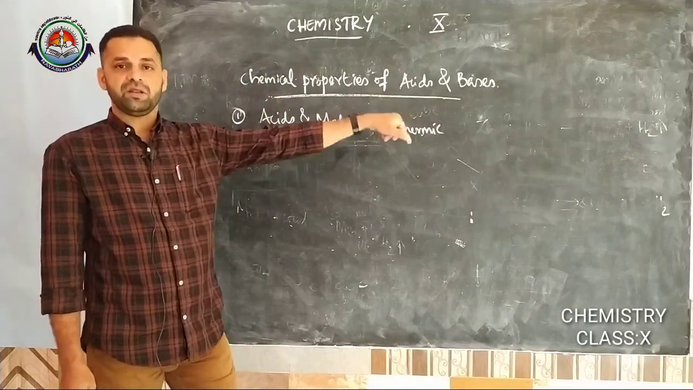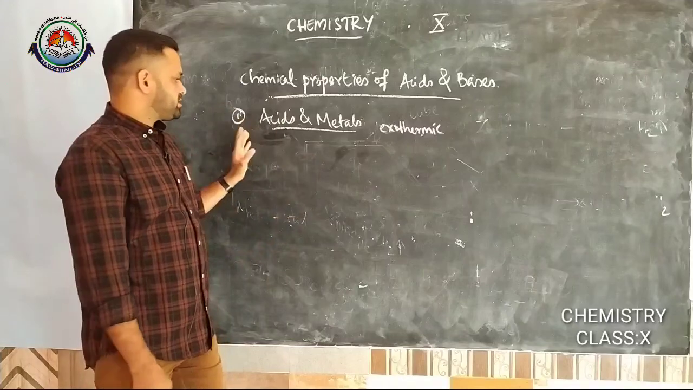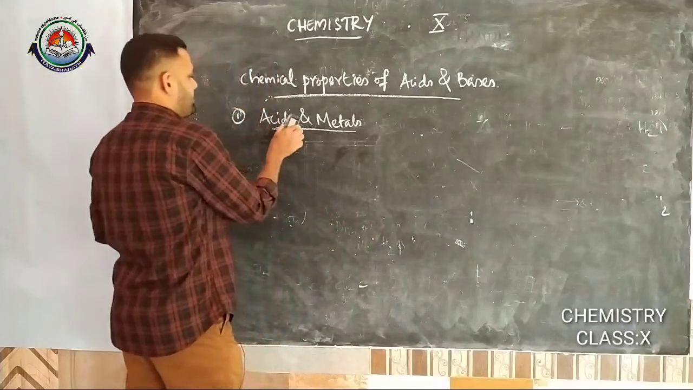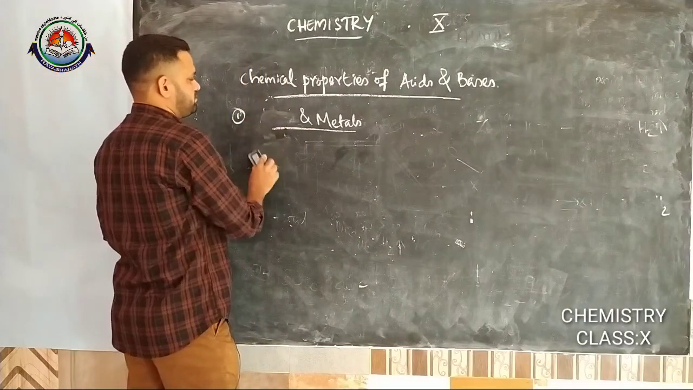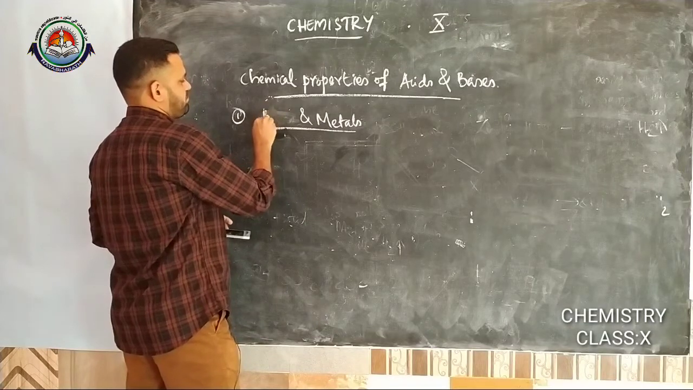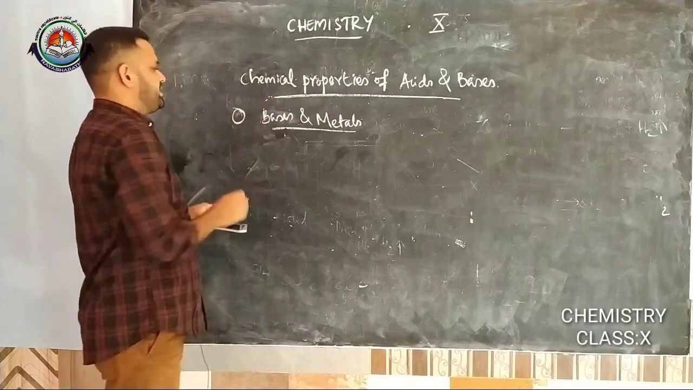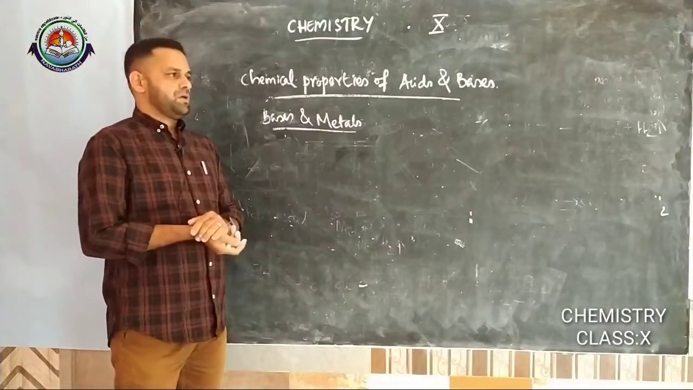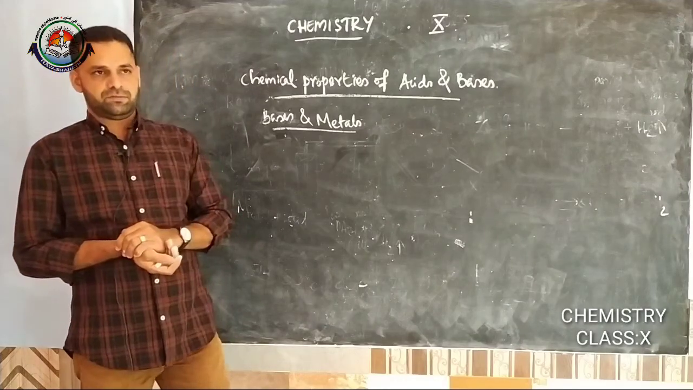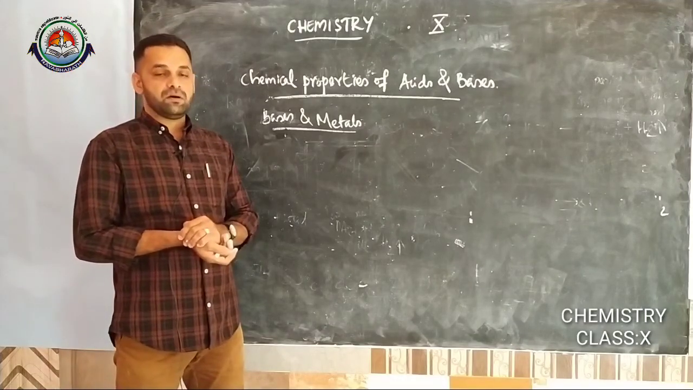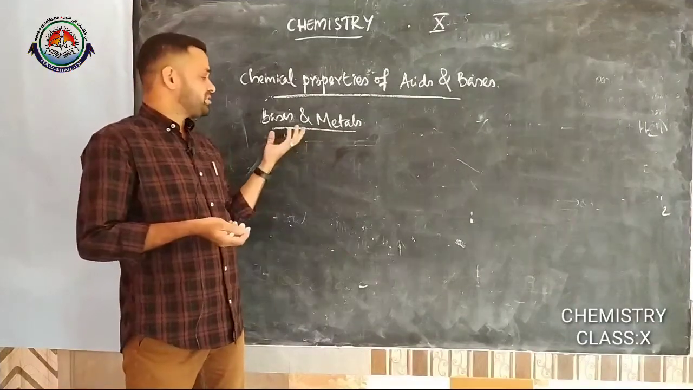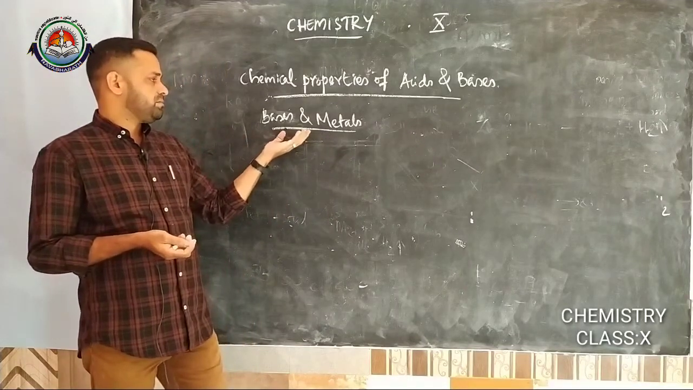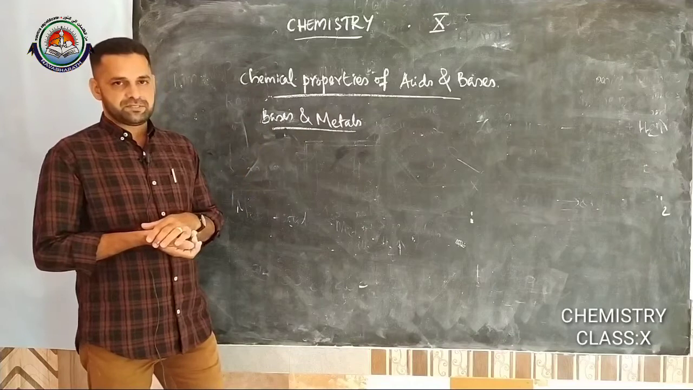Metal displaces hydrogen from acid. Okay, that is a reaction between acids and metals. Next we are going to discuss the reaction between bases and metals. Here all metals will not react with the bases. Only a few metals will undergo the reaction with the bases.